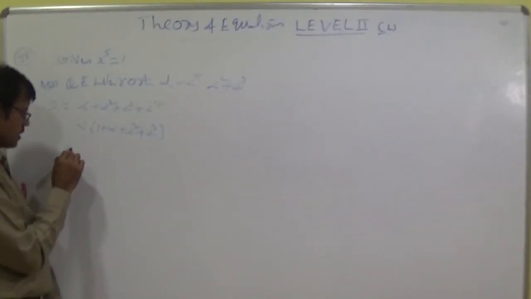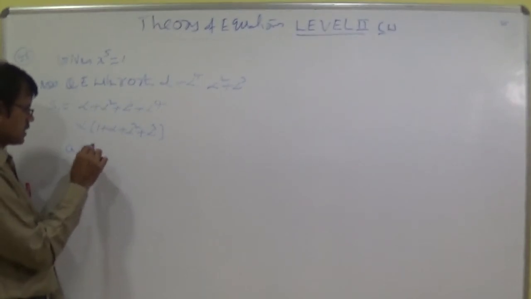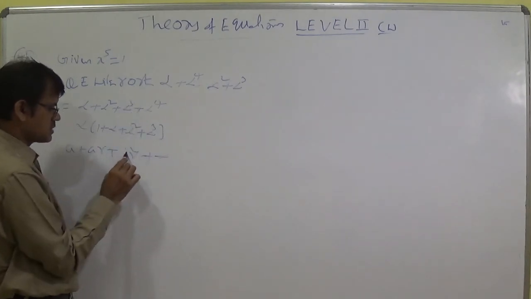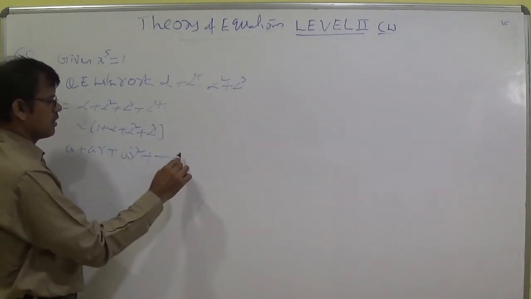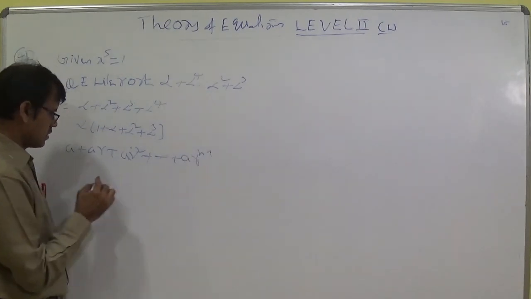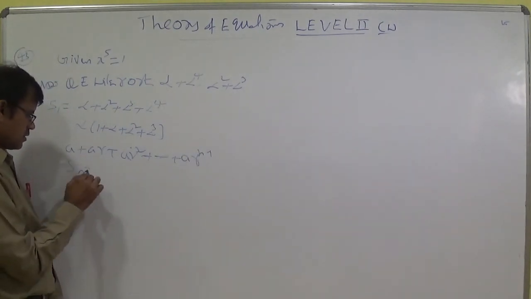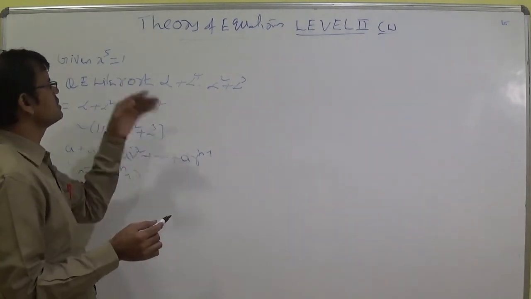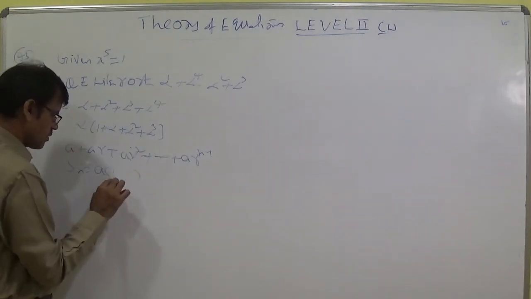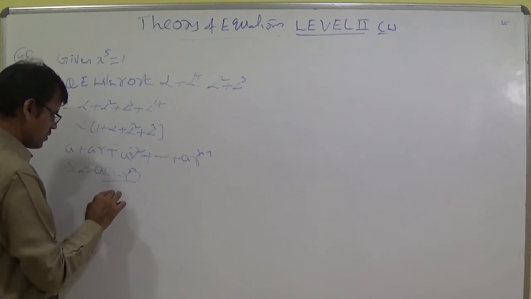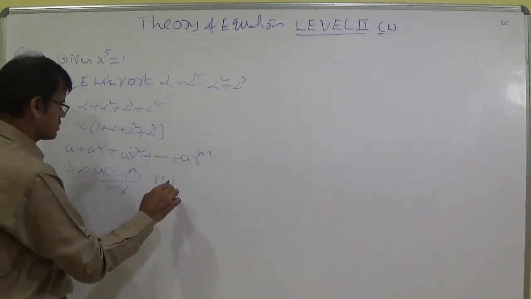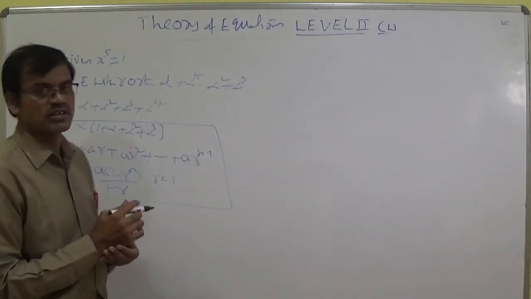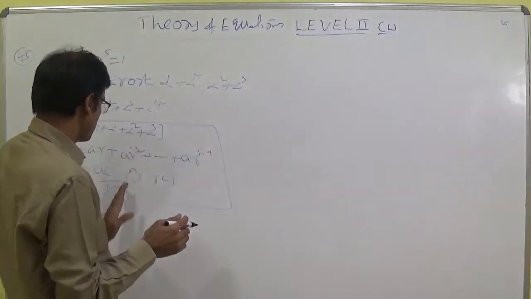Let us remember the formula. A plus AR plus AR square plus so on, up to A into R power n minus 1. Sn is equal to A into (R power n minus 1). Since x power 5 is equal to 1, R is less than 1, so the formula is (1 minus R power n) by (1 minus R). It is the R less than 1 concept. Each and every proof I will say in the next chapter. I am going to start complex numbers within 2 days.